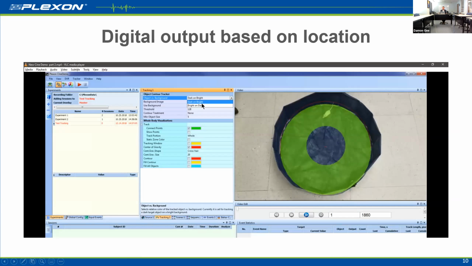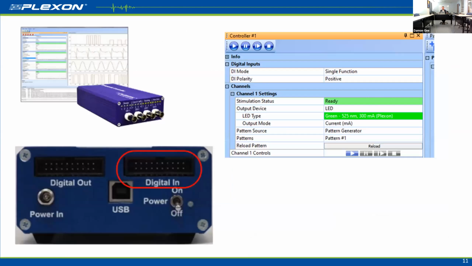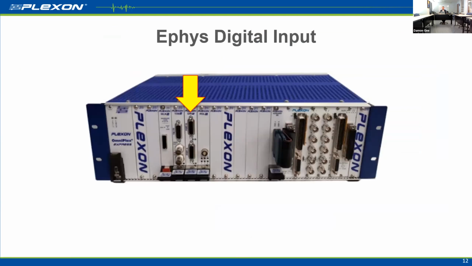So in this example, this is a screenshot of one of our video systems. The video system is going to send out an event each time the animal enters this circular zone in the middle. The pulse is going to trigger the predefined stimulation pattern with the digital input, just as Kristen explained, as well as go to our Ephys Omniplex digital input board.